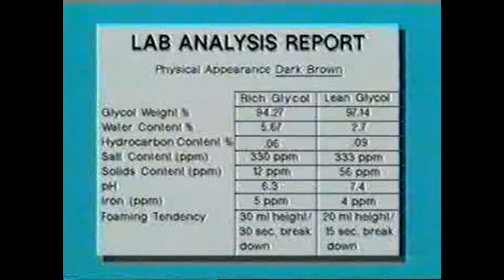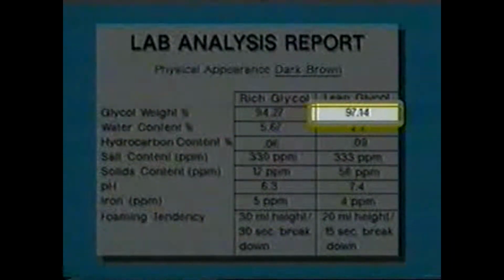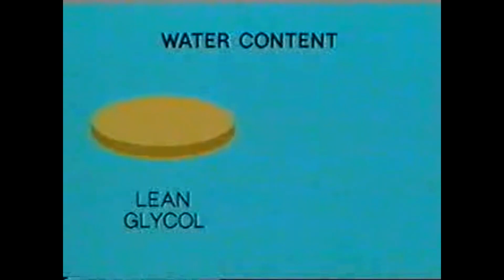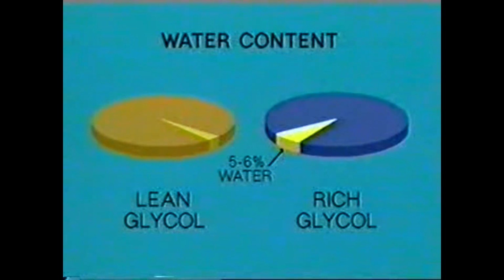Well, looks like our rich glycol sample is in the acceptable range, but the lean glycol is outside the acceptable range. This means there may need to be some adjustments made. Water content refers to the amount of water in the glycol solution. Low water content in lean glycol is vital to good dehydration. The water content in lean glycol should not exceed 1.5%. If the water content exceeds 1.5%, then the reboiler temperature is too low and/or a heater is not working properly. The water content in rich glycol should not be more than 5 or 6%.